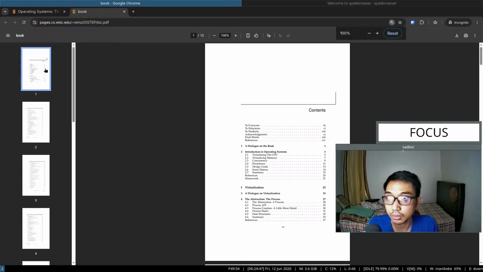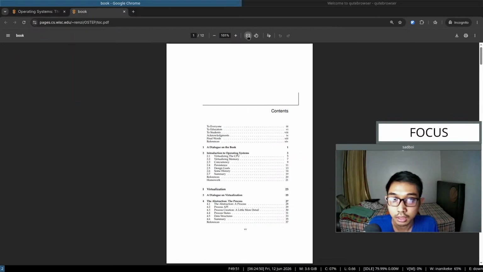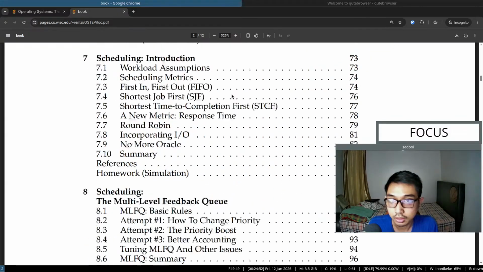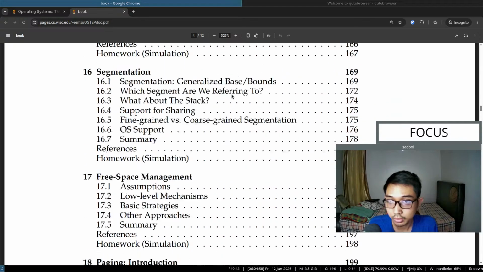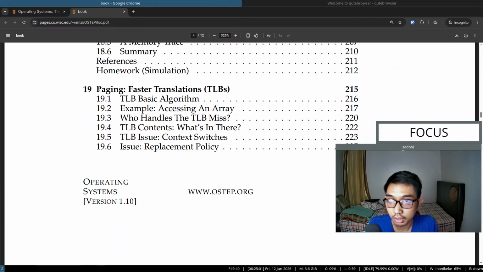Let's continue. Let me open the table of contents first. Okay, we are on chapter 19, patching faster translation here. We already took a look at this, and this too. And now we are in section 19.3. Who handles the TLB miss?